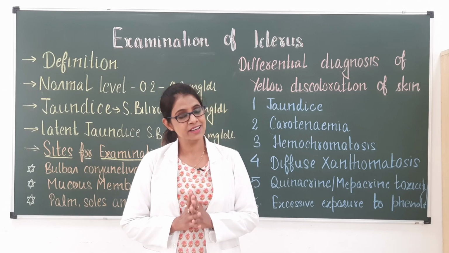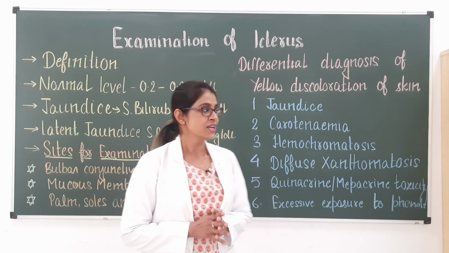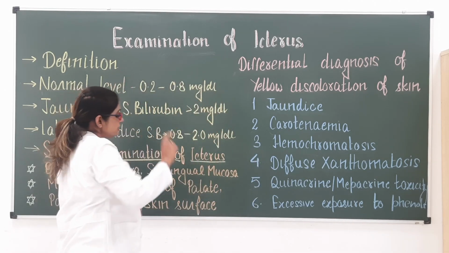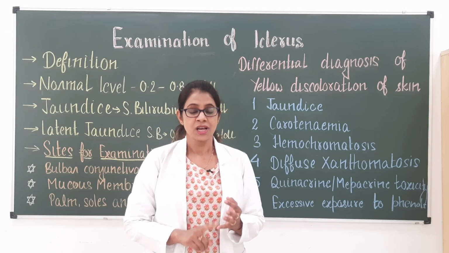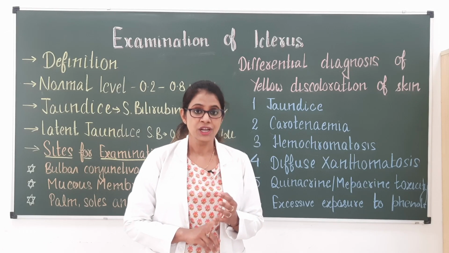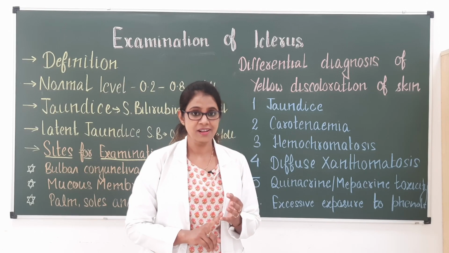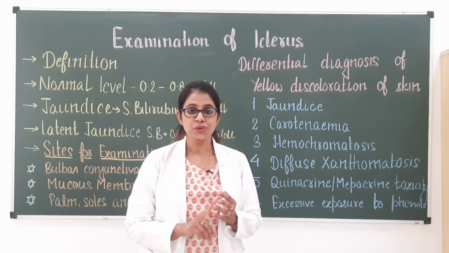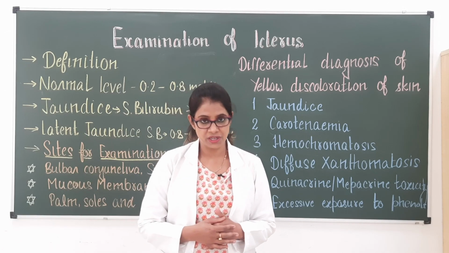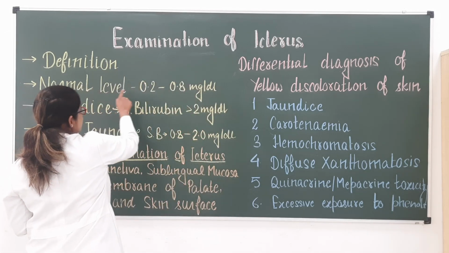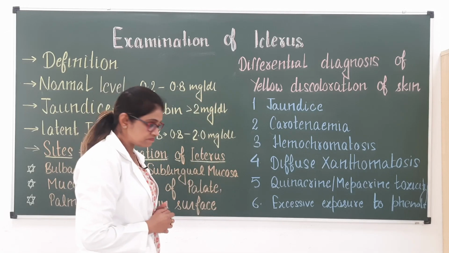Before doing the examination, we must know what icterus is, so let's look at the definition. Icterus is the yellow discoloration of the sclera, mucous membrane and skin due to a high level of bilirubin. Then we should know the normal level of bilirubin in the blood. The normal serum level of bilirubin is 0.2 to 0.8 milligram per deciliter.